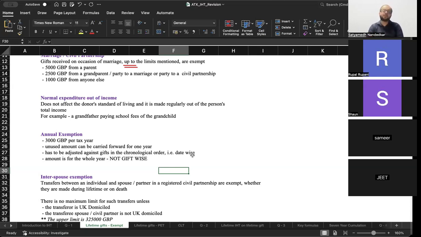There is an annual exemption of £3,000 per year. This is for the entire year. It is not given gift wise. An annual exemption of 1 year, if it is unused, can be carried forward to the next year.